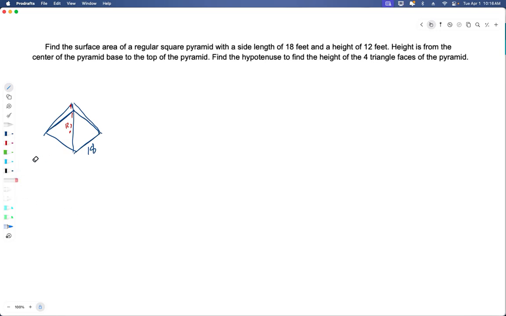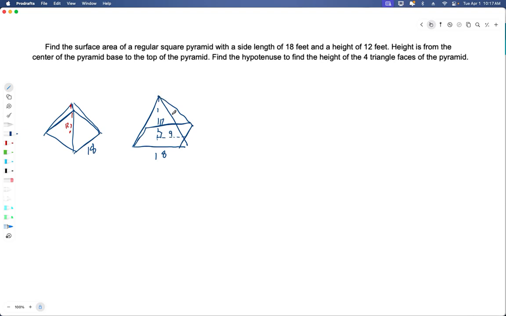So let me draw a side picture of that. Here's our pyramid, and it has 18 on the bottom. And here's our square. So this is 12, right? And it has another side over here. So 12 is going to be the hypotenuse to the side. So you've got 12 to the center, which cuts this base in half. So that means this is 9.